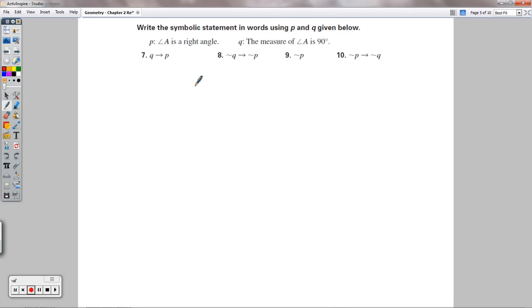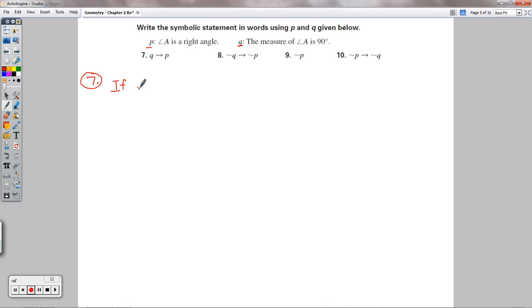Continuing on with numbers 7 through 10 here. Write the symbolic statement in words using P and Q given below. So P is a statement that angle A is a right angle. Q is this statement: the measure of angle A is 90 degrees. And so P implies Q, that could be the conditional. Q implies P would be those two switched around. That would be the converse of that statement. In words, though, what would that look like?